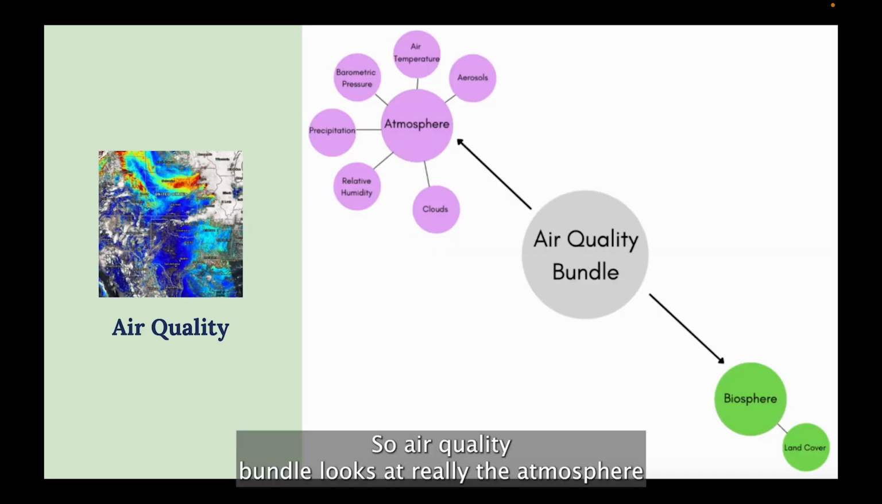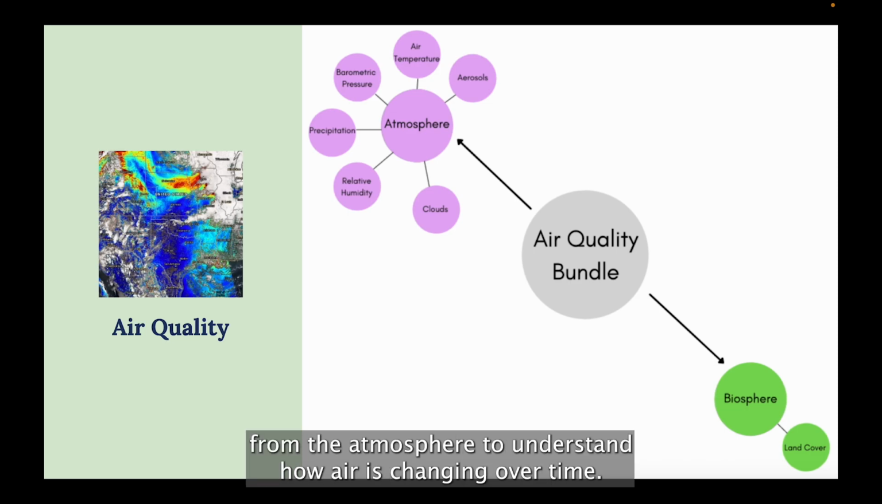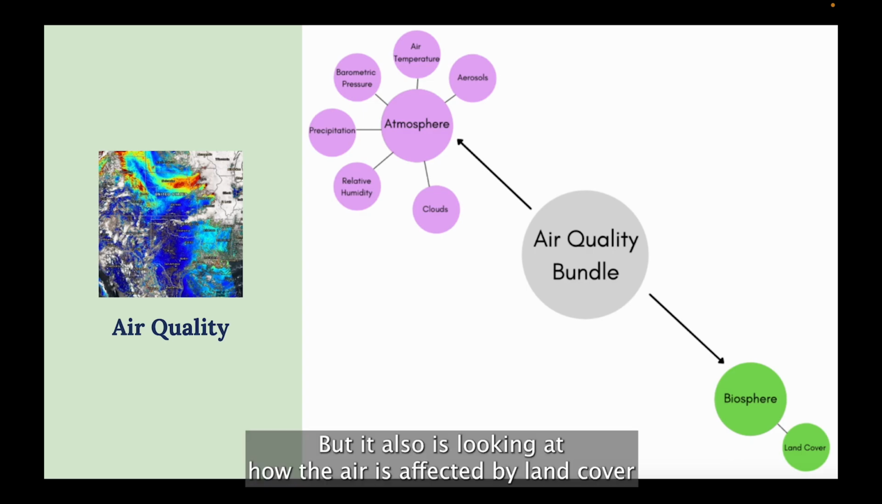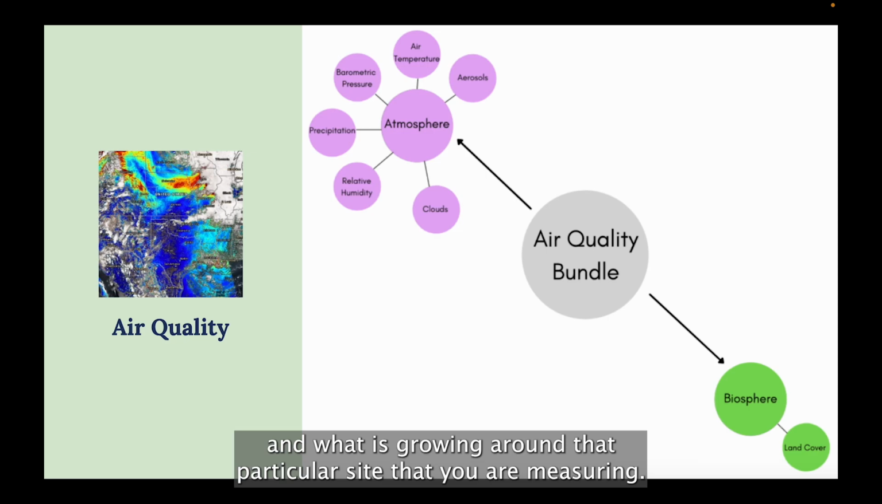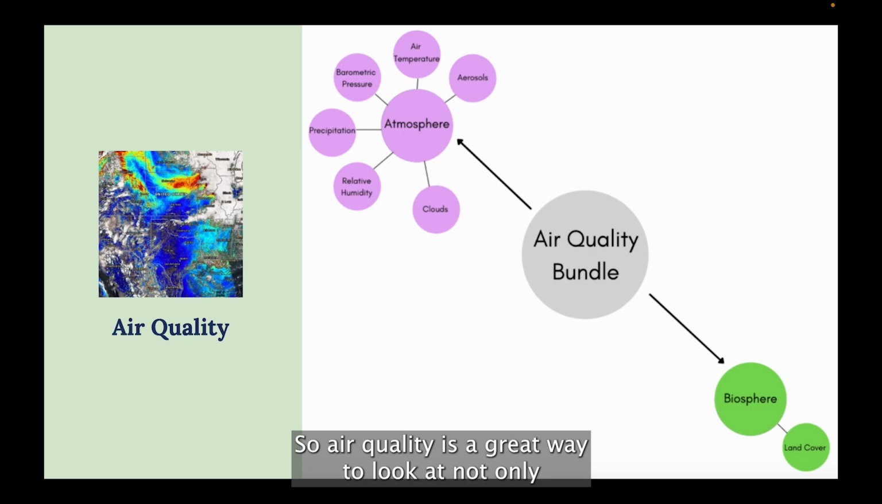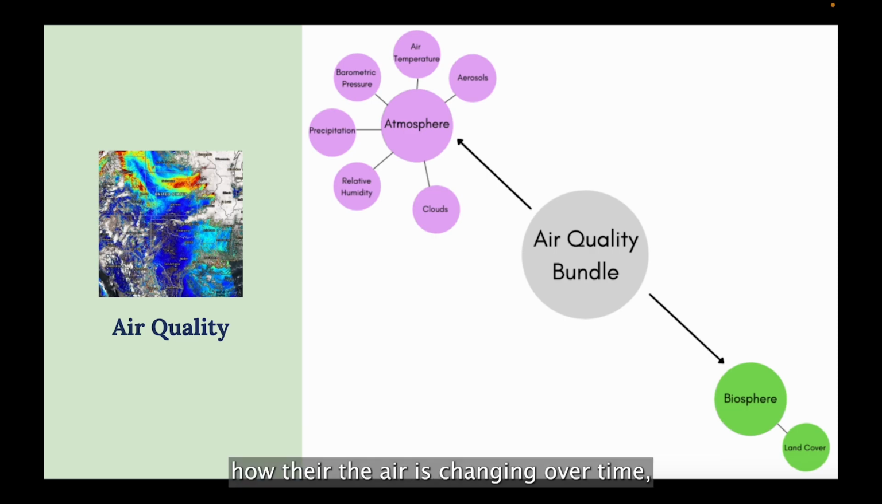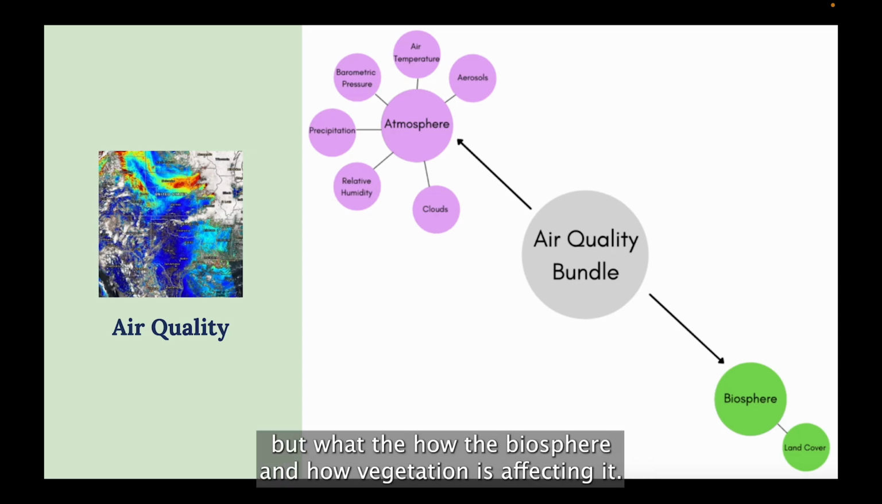So the air quality bundle looks at really this atmosphere and the biosphere and really takes a lot of protocols from the atmosphere to understand how air is changing over time. But it also is looking at how the air is affected by land cover and what is growing around that particular site that you are measuring. So air quality is a great way to look at not only how the air is changing over time, but how the biosphere and how vegetation is affecting it.